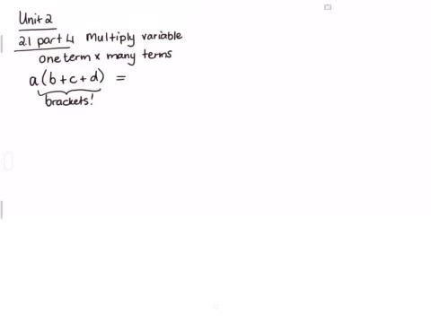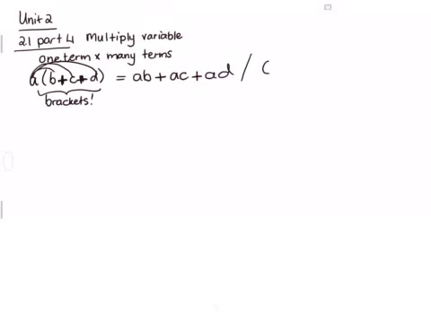So you go back to the A and you multiply it by the first one. That gives me an AB. Then you follow your sign, plus. Then you go back to the A and you multiply it by that, AC. Follow your sign, plus, go back to the A, multiply it by D, AD.